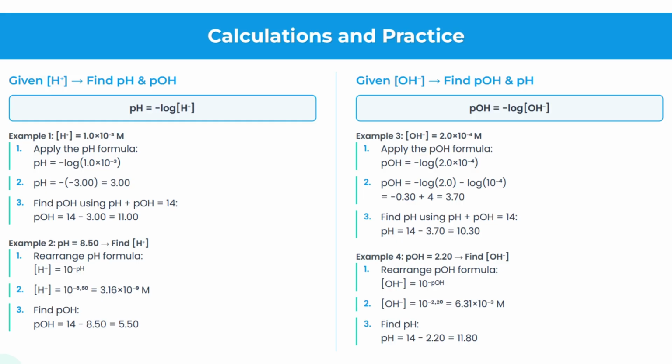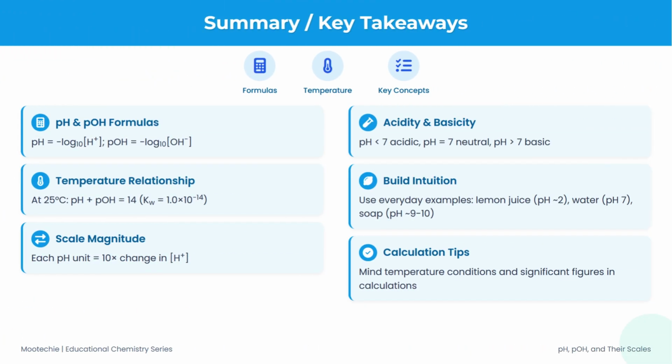As we wrap up, let's review the key takeaways from our session. First, the formulas. pH equals negative log base 10 of the hydrogen ion concentration, and pOH equals negative log base 10 of the hydroxide ion concentration. Remember the temperature relationship. At 25 degrees Celsius, pH plus pOH always equals 14 because the water dissociation constant is 1.0 times 10 to the negative 14th.